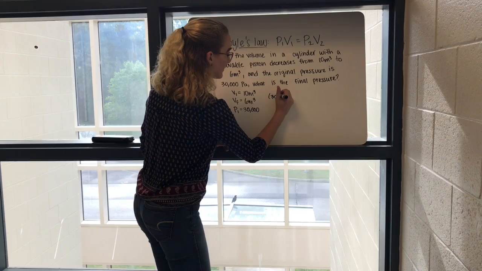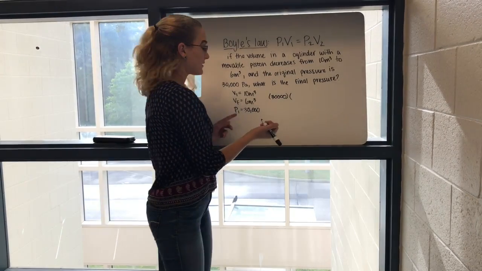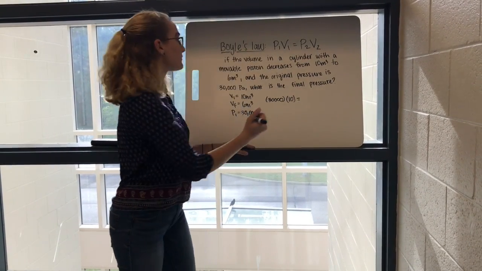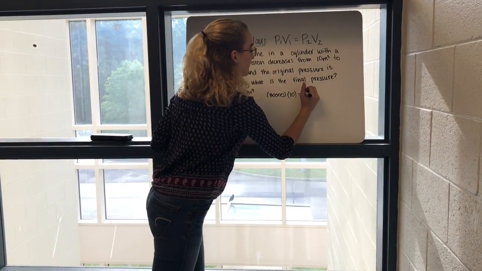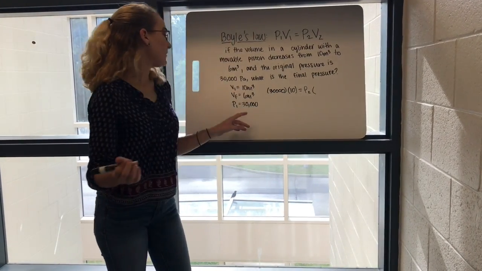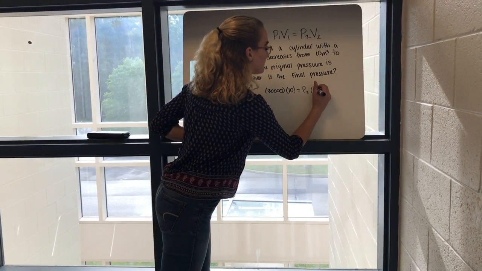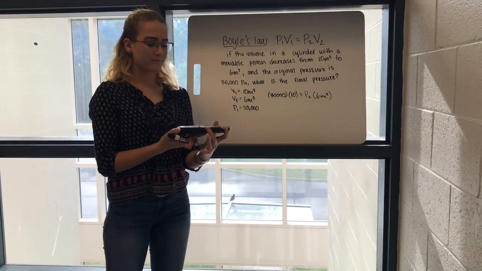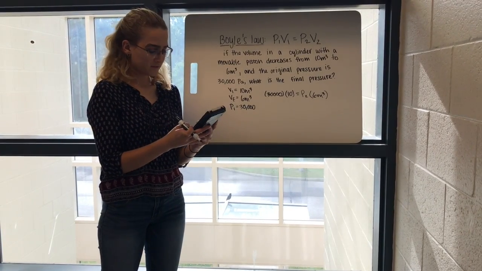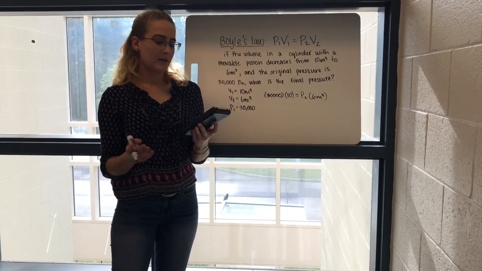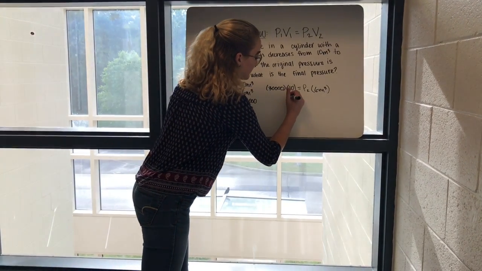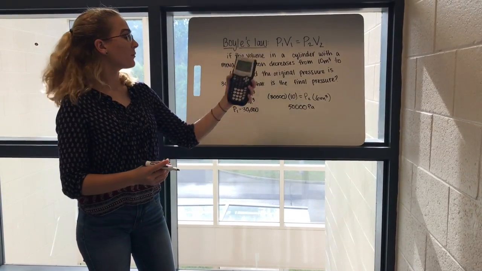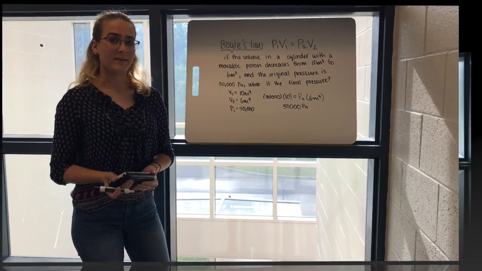So we have 30,000 times 10 meters cubed, the original volume, equals P2, which is what we're solving for, multiplied by the final volume, which is 6 meters cubed. If you work through that calculation, 30,000 times 10 divided by 6, you're going to get 50,000 Pa. So our final pressure is going to equal 50,000 Pa.